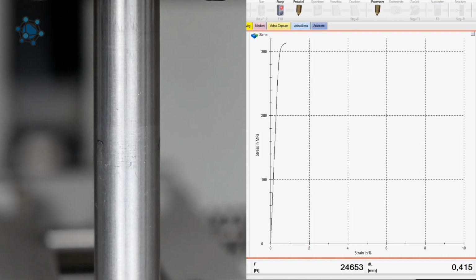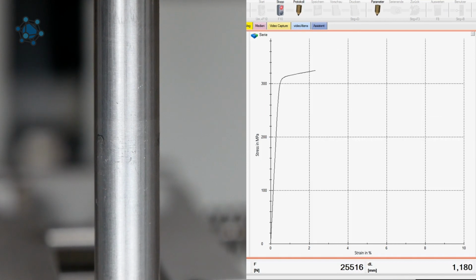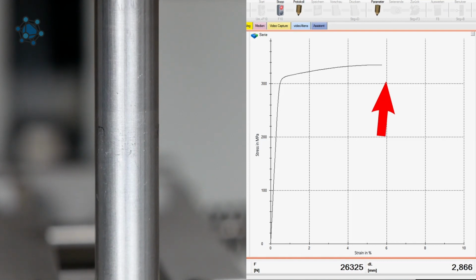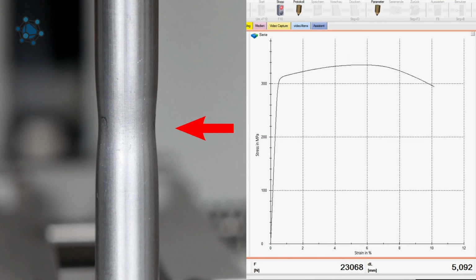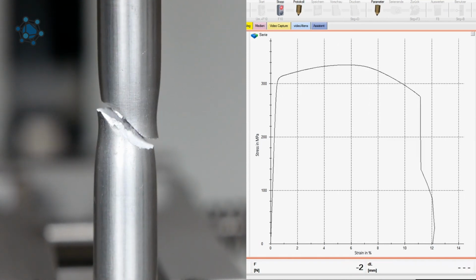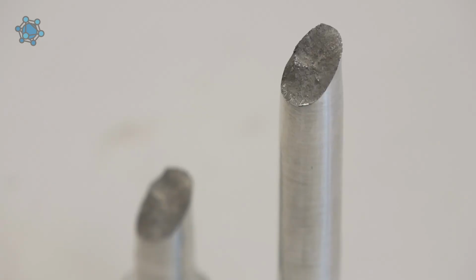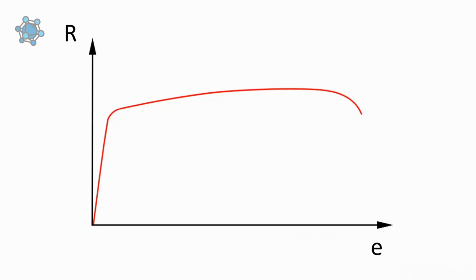The strain hardening ends when the maximum tensile strength is reached. There, as in the previous test, the necking begins and continues until fracture, as can be seen in the specimen on the left. After the end of the test, the fracture shape is determined, and in this case, we see a shear fracture. The fracture surface is strictly below 45 degrees to the loading axis.